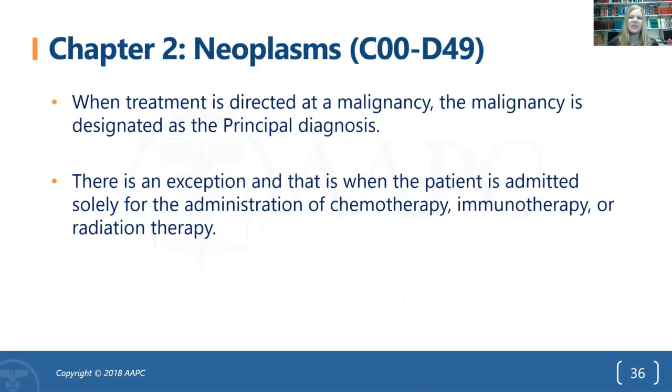When treatment is directed at a malignancy, that malignancy is used as the principal diagnosis. However, if that encounter is solely for administration of chemotherapy, immunotherapy, or radiation therapy, we use those codes first. Remember, we always want to code for what drove that patient encounter. What was the chief reason that the patient came in that day? Once that's been established, then we follow our coding guidelines.